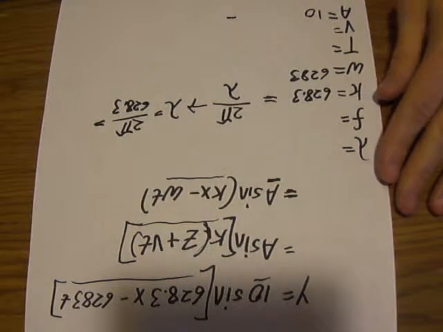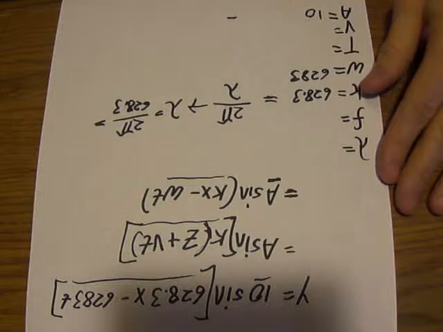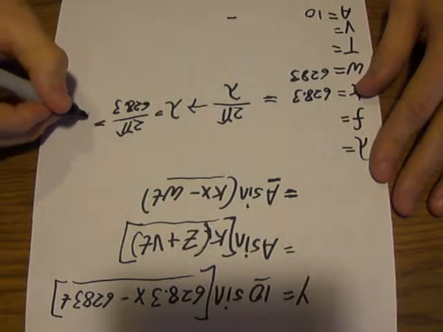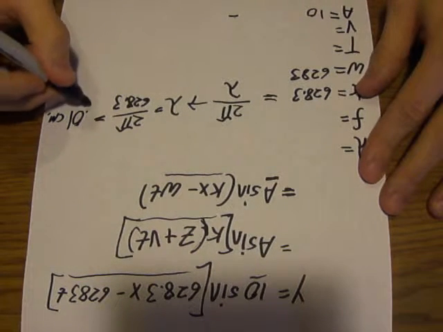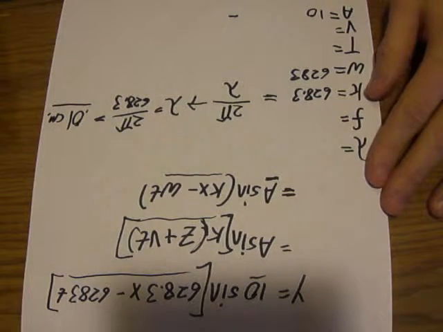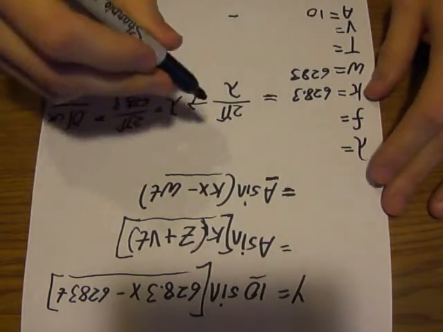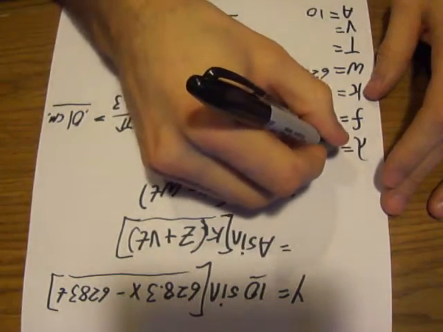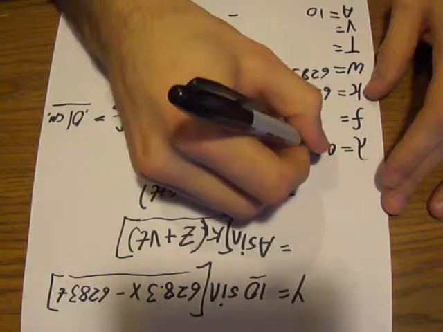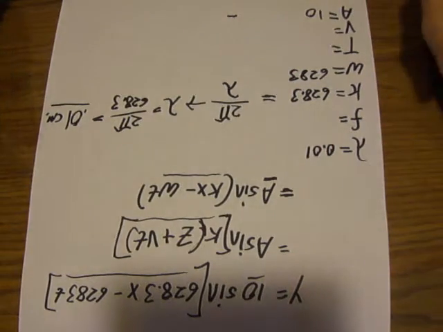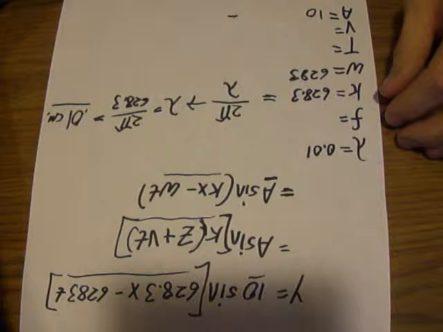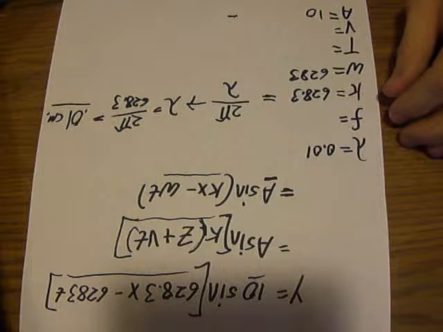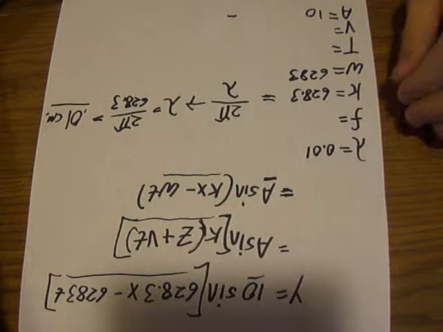This gives us a value, let me put this in the calculator, of 0.01 centimeters. So that's our wavelength, not our k. So let's put this up here, 0.01. Alright, so that solves part A.